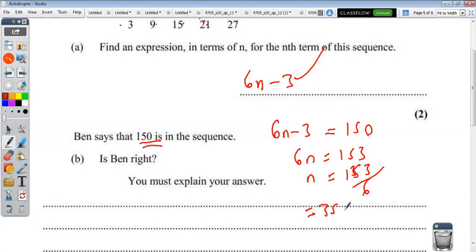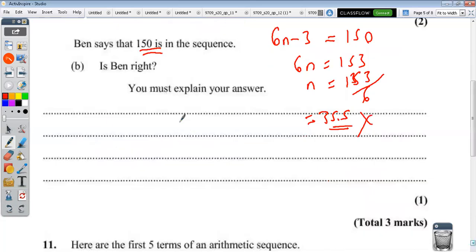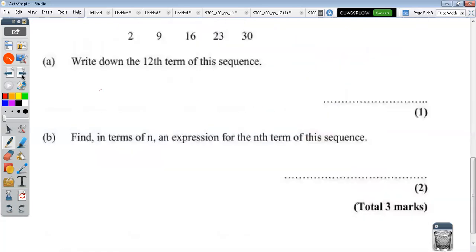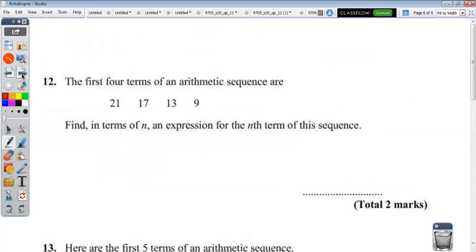We can't have a 25.5 term. It's not a whole number. Wrong. Clear. Now let's look at quadratic sequences.